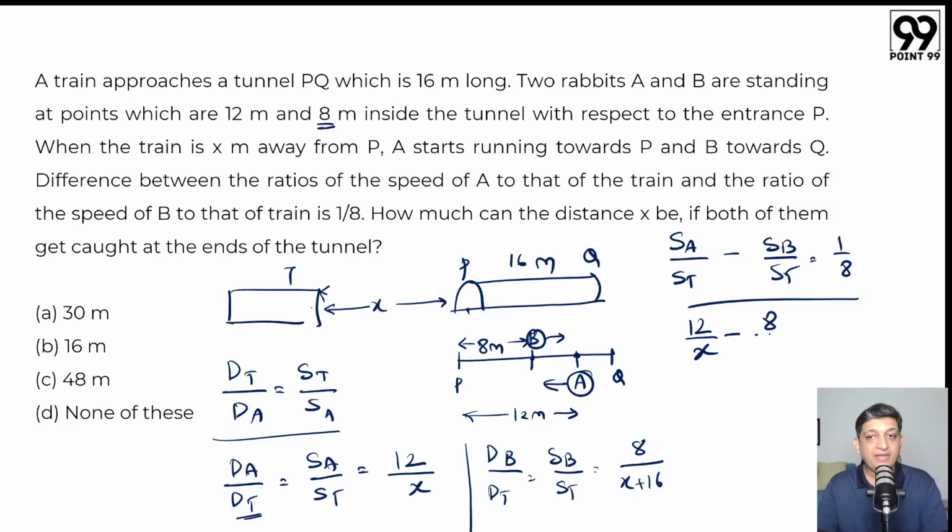So we are going to get minus 8 upon x plus 16 equals 1 by 8. Now I have one equation, one variable. You can do one small thing. You can just cross multiply and see what you're getting. You will get a nice quadratic. Okay, not really a nice quadratic, but you will get a quadratic.